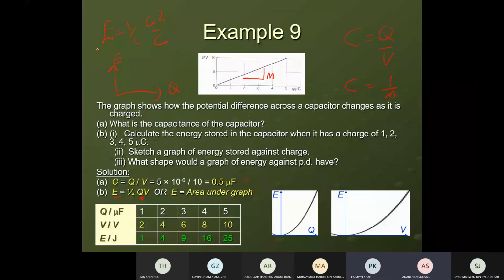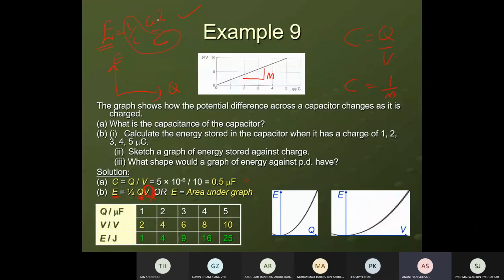Anybody? If you use E versus Q, the remaining data must be constant, right? When you check independent, dependent, the other remaining must be constant, right? So in half Q squared over C, the half and C are constant. So yes, we can use this formula. If you use E equals half QV, can you sketch E versus Q? You can't because V is also changing. So it's not constant. So you can't use this formula.